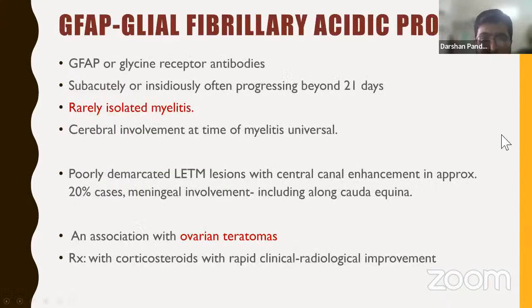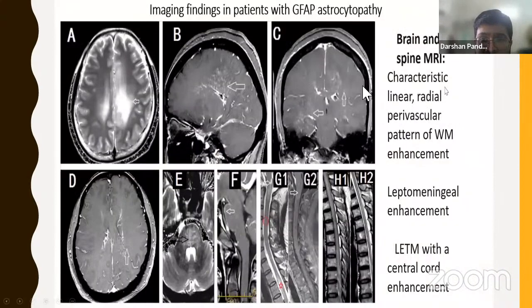GFAP: it has a subacute or insidious onset, often progressing beyond 21 days. Isolated myelitis is rare; cerebral involvement is almost universal, and ovarian teratomas are associated with it. Here there is a characteristic linear or radial perivascular pattern of white matter enhancement in GFAP-associated disease, and LETM with central cord enhancement can be seen.